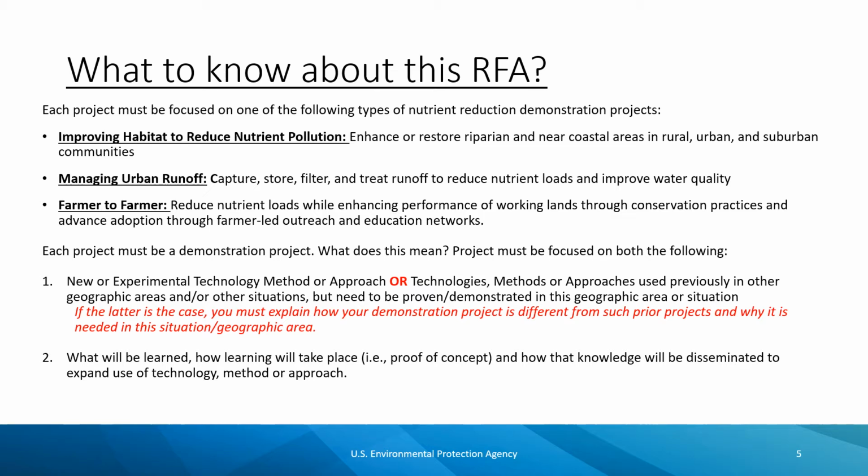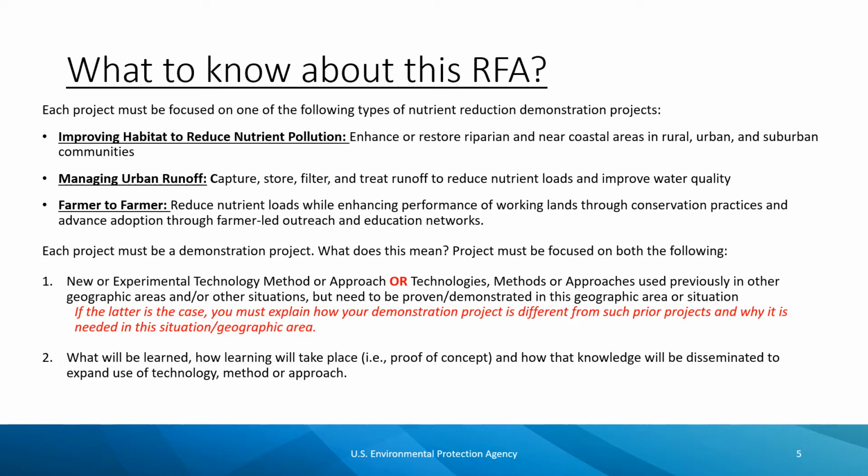These are for projects that reduce nutrient loads while enhancing performance of working lands through conservation practices and advance adoption through farmer-led outreach. Due to our authority in Section 104(b)(3) of the Clean Water Act, applications must be for demonstration projects. To be a demonstration project, the scope of work must meet the definition identified in the RFA and summarized here. The project scope must focus on new or experimental technology, method, or approaches to reduce nutrients, or previously utilized technology, method, or approaches that need to be demonstrated in another location or for a different situation.